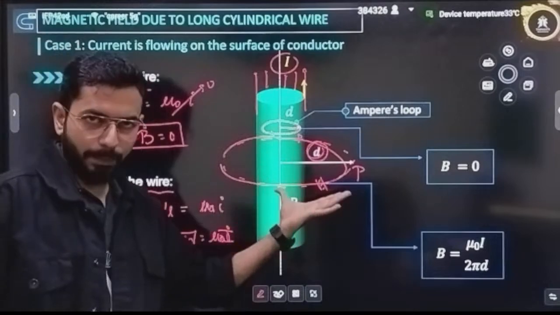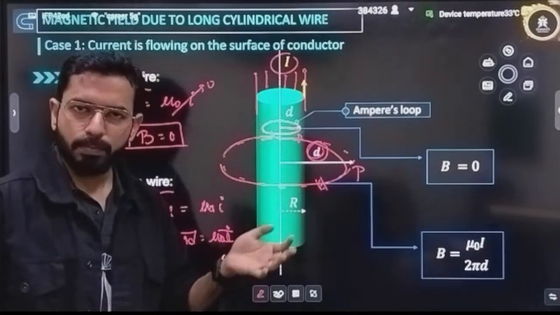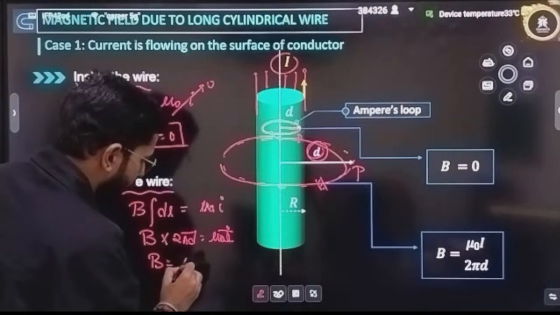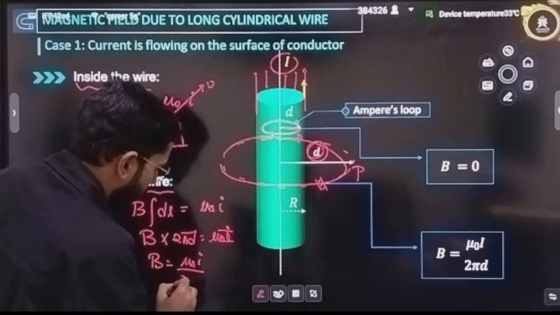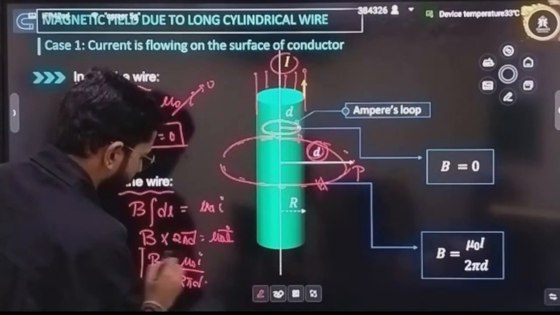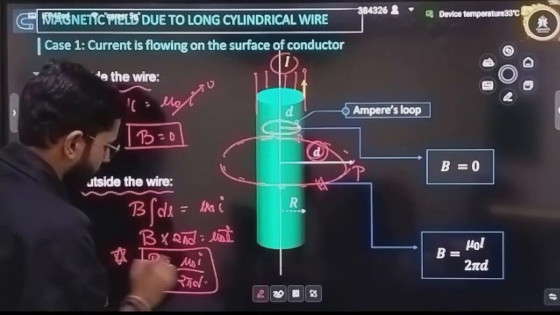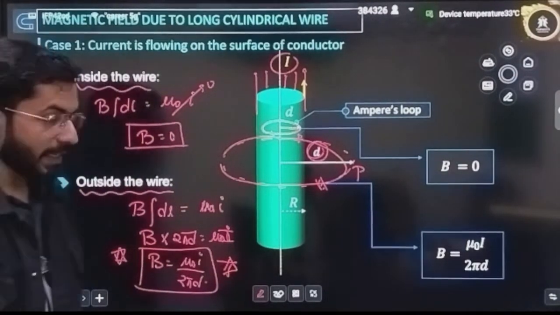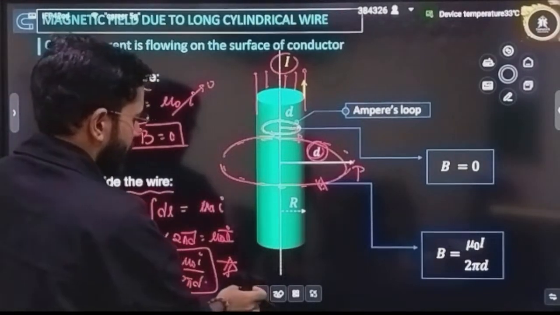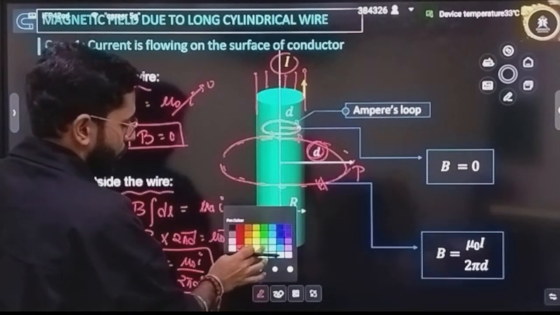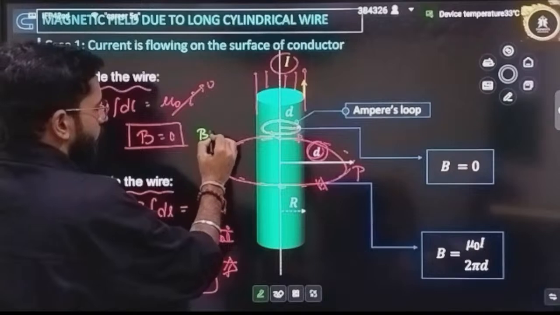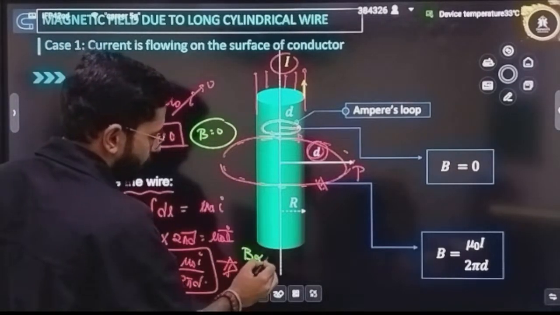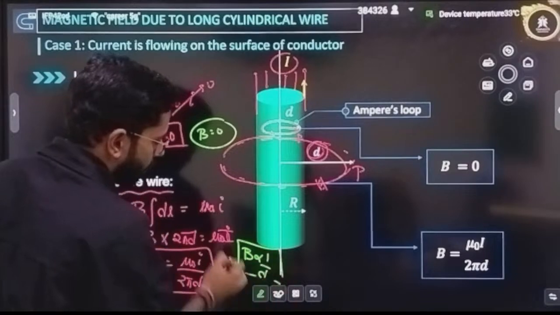So can I say all the current is coming inside this bigger Amperian loop? Simple. So now the result will be how much? It is the same result as for the infinite wire, mu naught I divided by 2 pi d. This is the result for the outside portion. What kind of variation do you get with D? For the inside portion, the magnetic field is equal to 0, so there is no relation, and outside, B is inversely proportional to D.